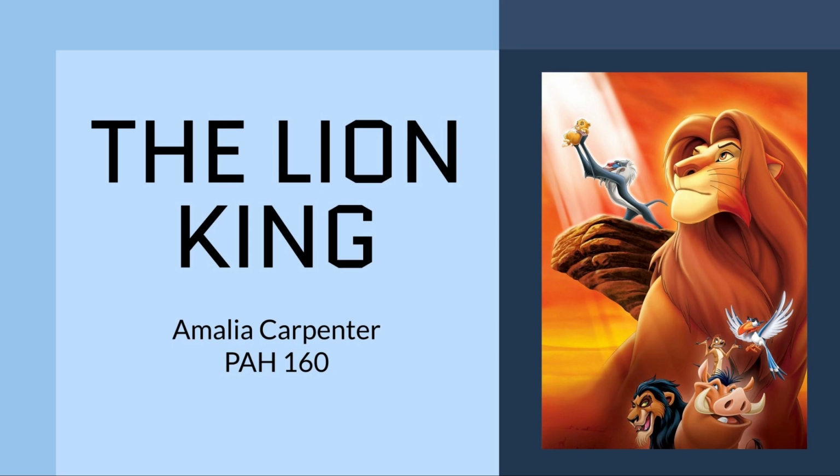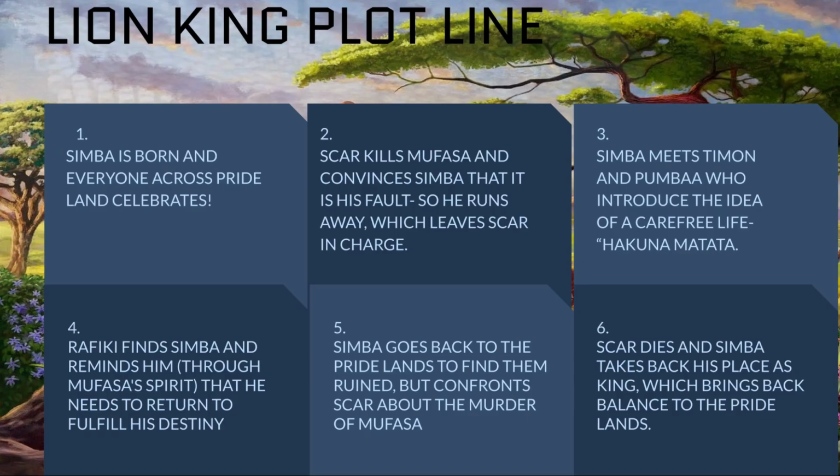So, starting off, let's talk about The Lion King's plotline. Very first, Simba is born and everyone across Pride Land celebrates. Then, Scar kills Mufasa and convinces Simba that it is his fault, so he runs away, which leaves Scar in charge. Next, Simba meets Timon and Pumbaa, who introduce the idea of a carefree life, which is Hakuna Matata.